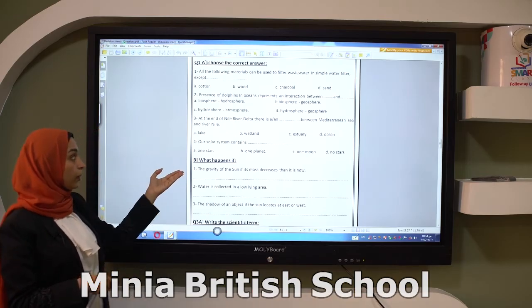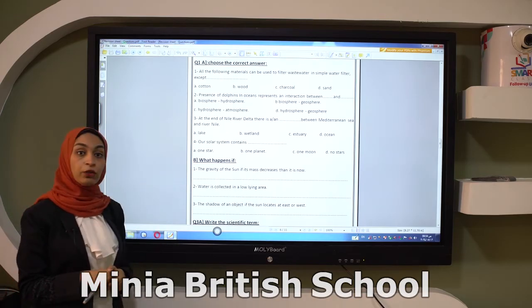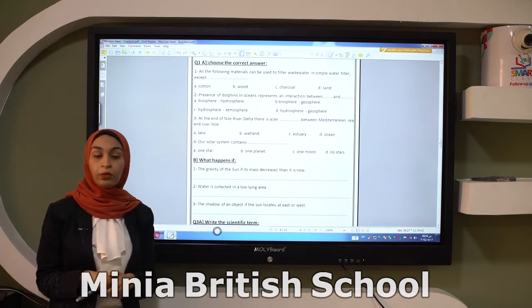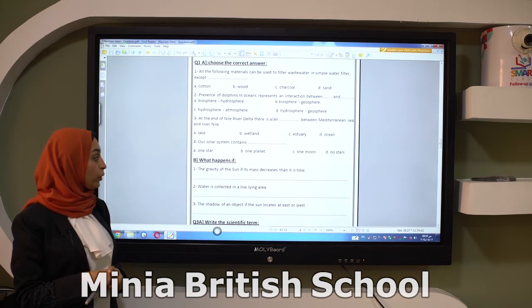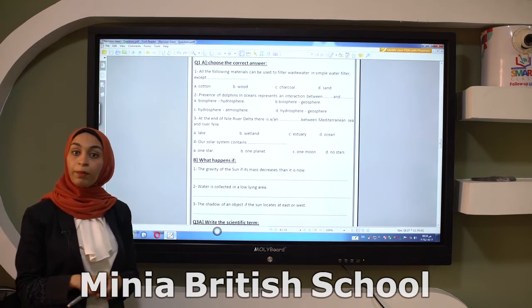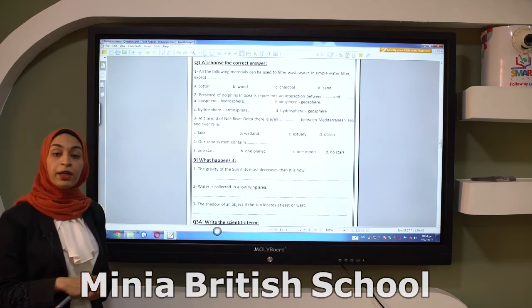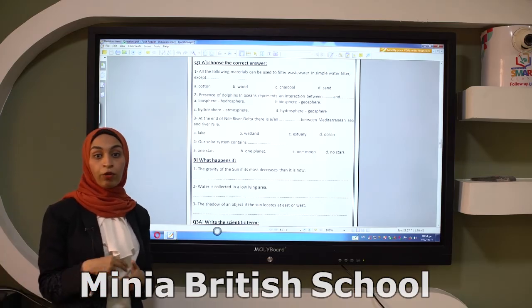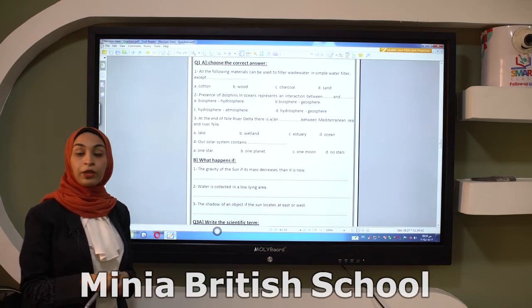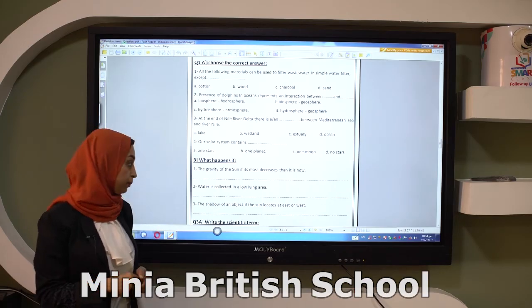In letter B, what happens to the gravity of the sun if its mass decreases from what it is now? It will also decrease, because there is a direct relation between the mass and the gravity. If the mass of an object increases, the gravity will increase, and vice versa. If the mass decreases, the gravity also will decrease.